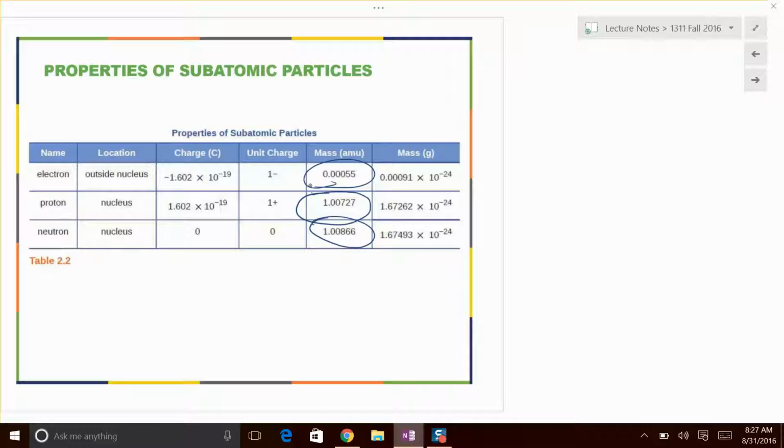So look at hydrogen. It has 1 proton. It's number 1. That number right there, the atomic number of these elements, represents the number of protons. Boron has 5 protons. Carbon has 6. Okay?